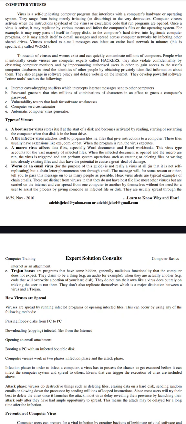executes. A macro virus affects data files, especially Word documents and Excel workbooks. These virus types account for the vast majority of infected files. When the infected document is opened and the macros are run, the virus is triggered and can perform system operations such as creating or deleting files or writing into already existing files, and thus has the potential to cause a great deal of damage.